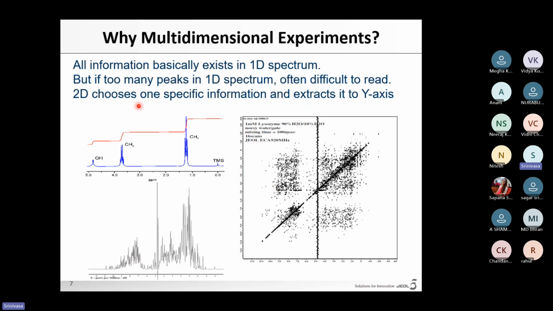So we have to choose one specific piece of information and extract it on the Y scale. Just as an example, a spectrum might have chemical shift and coupling constant both, and even NOE, relaxation effects, dipolar coupling, quadrupolar coupling, everything is present. But just to name a few, one is chemical shift and the other is coupling values. Now using a 2D experiment, you can spread the chemical shift in the direct dimension and the coupling constant in the indirect dimension. That is what we call a 2D experiment. So to reduce the complexity of 1D spectra, we require higher dimensional experiments.